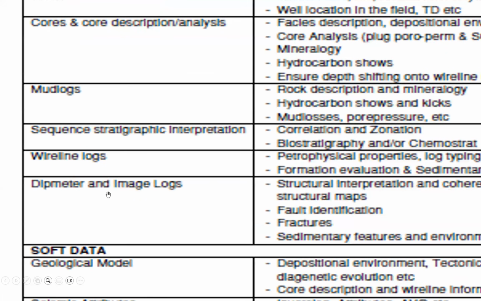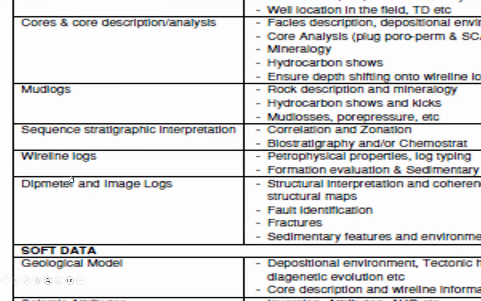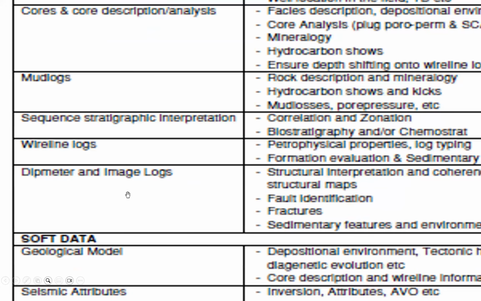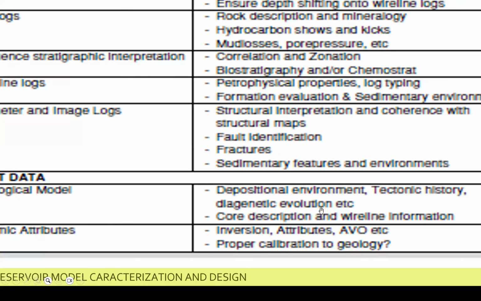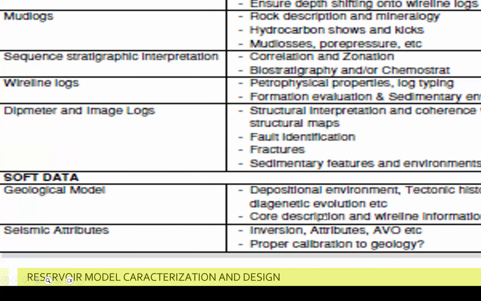But you also have soft data, and soft data come from the geological model. There you have the depositional environments, tectonic history, and genetic evolution. These things are very important to have a good static model, okay? Especially if you are working in carbonates.